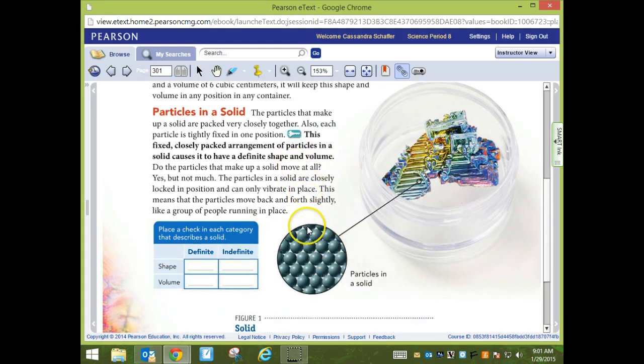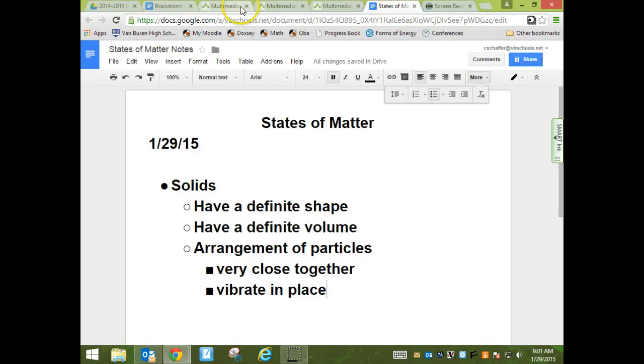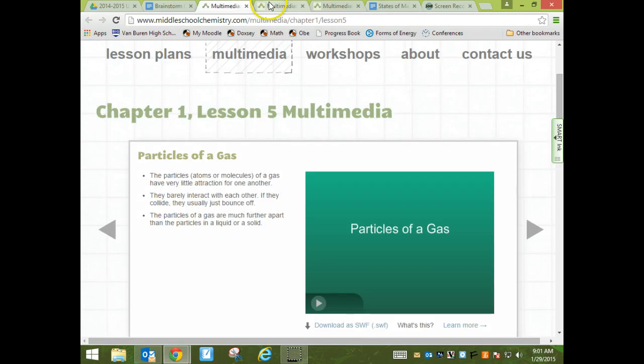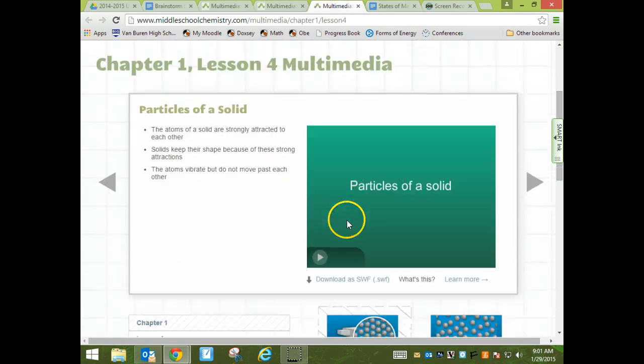So if we look here, they're actually showing you a picture of what the particles in a solid look like. Now, I also want to show you another resource that I have. Here we go. So the atoms of a solid are strongly attracted to each other, and solids keep their shape because of the strong attractions.